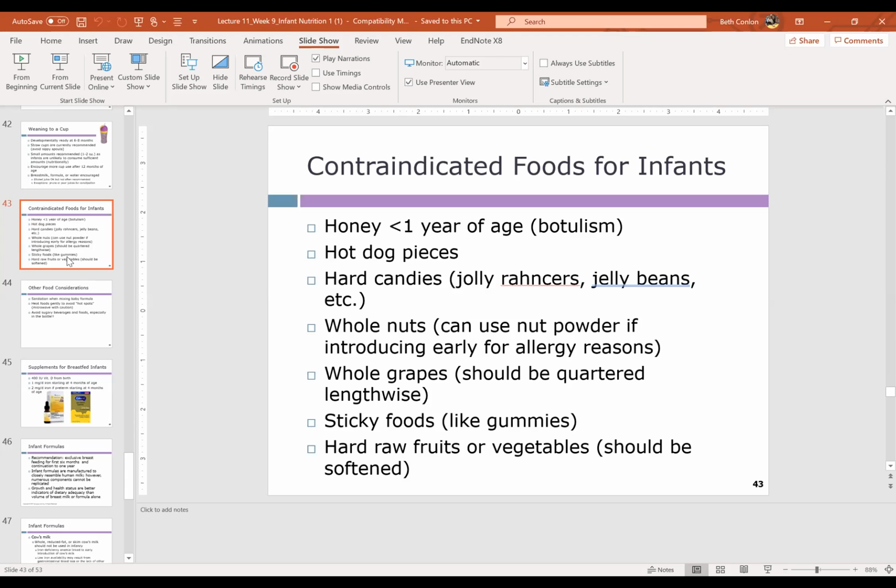So before 1 year of age, you should avoid honey. Why? The foodborne infant botulism. Babies' immune systems, even if they are breastfeeding, aren't good at fighting off botulism. So it's recommended to avoid honey. Any choking pieces, such as hot dogs. You can give hot dogs, but you need to chop them up carefully. Avoid hard candies, avoid whole nuts, whole grapes, sticky foods, and hard raw fruits or vegetables, which should be softened. And other than honey, these are all choking hazards.